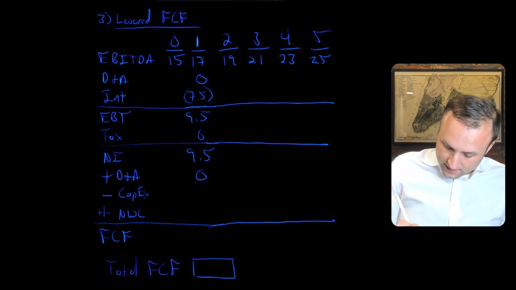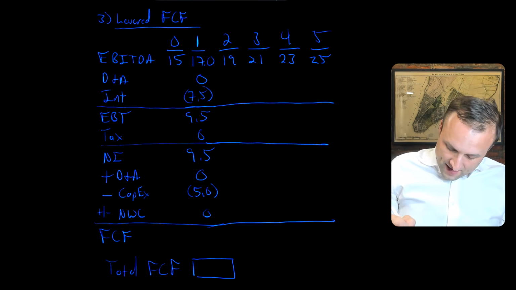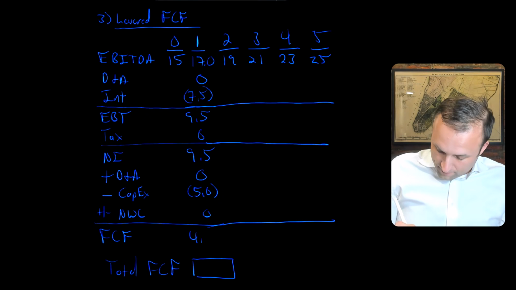Our CapEx is -5. So we have a -5 here. And since I'm putting decimals in here, why not make it 5.0? We have no working capital here. And then from there, we have 4.5 of free cash flow.